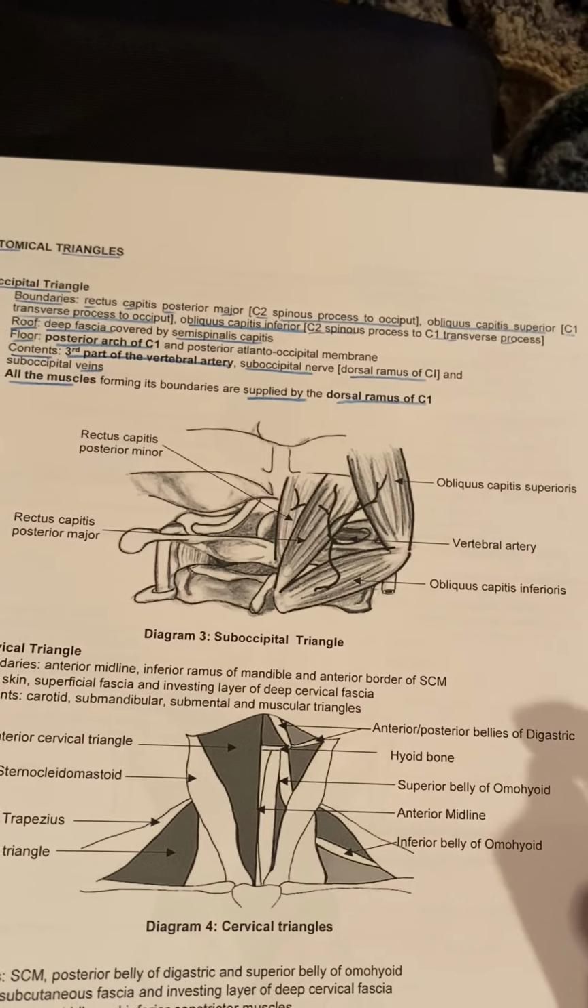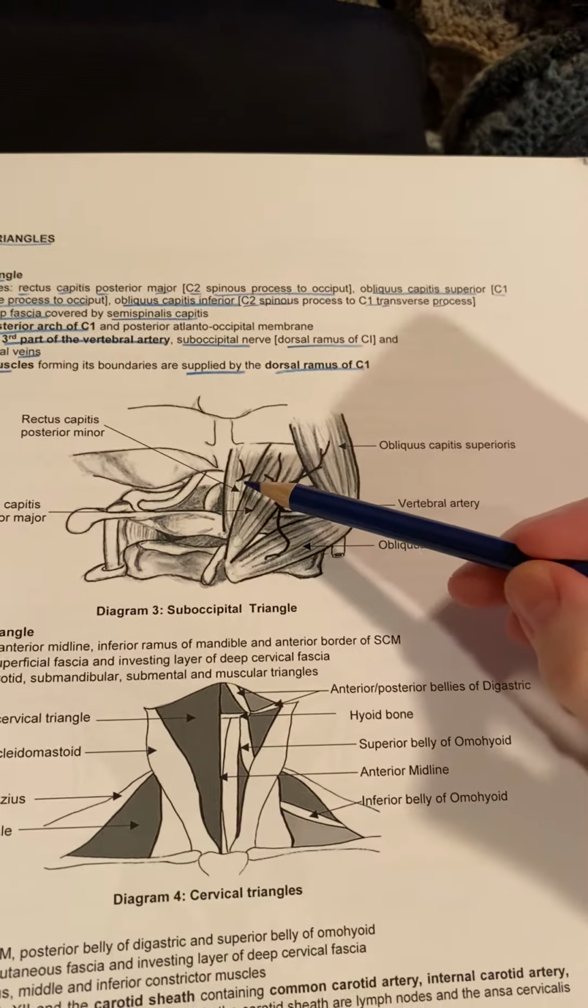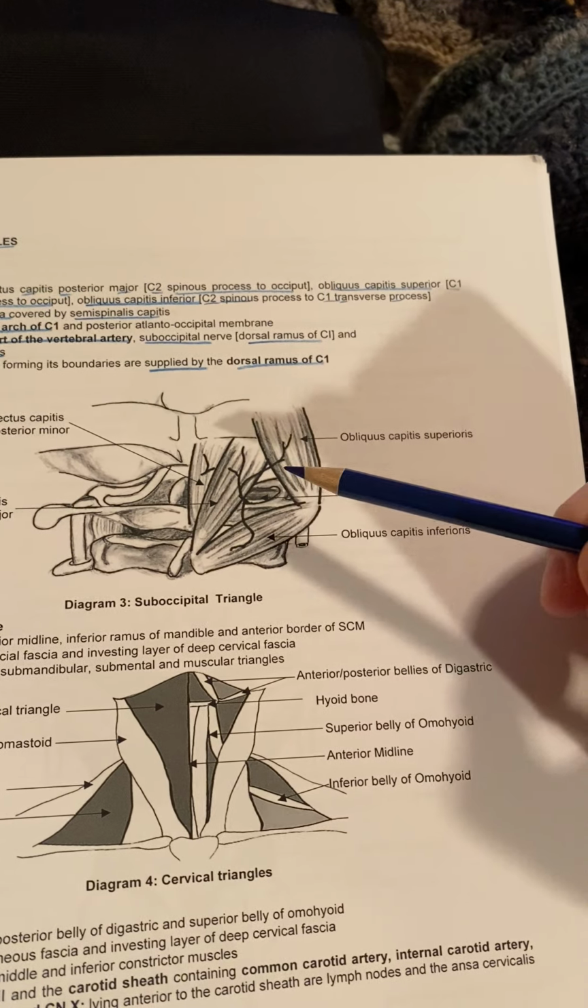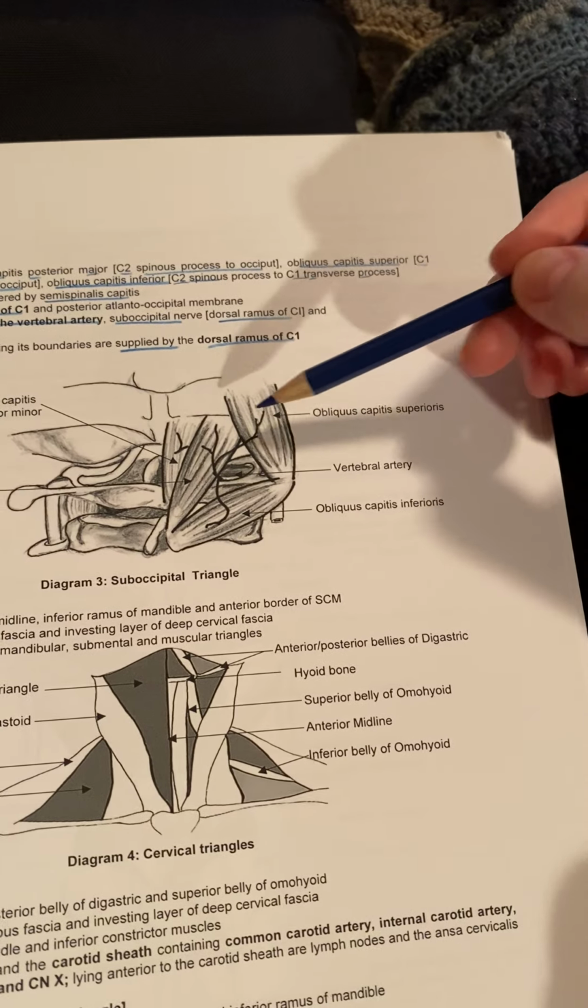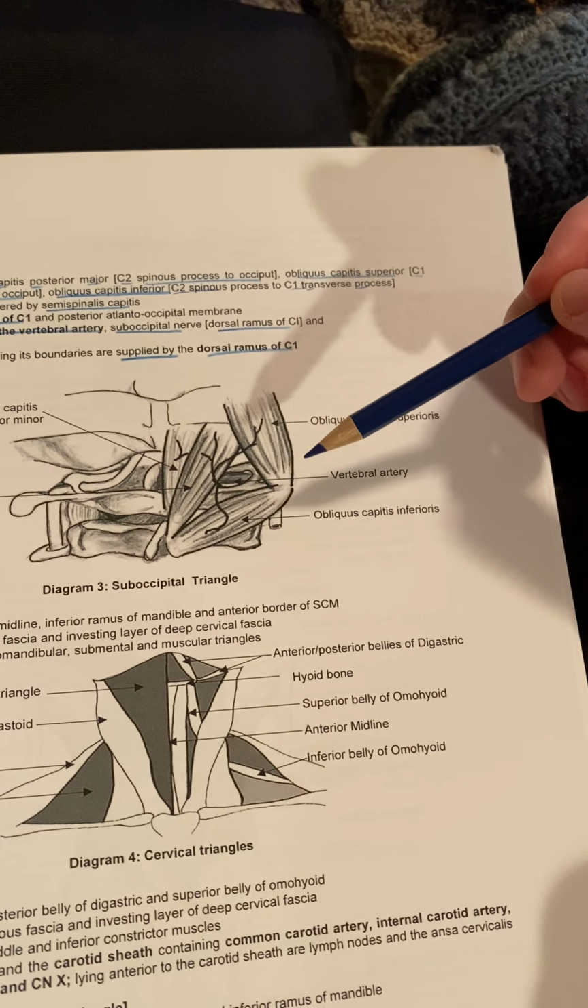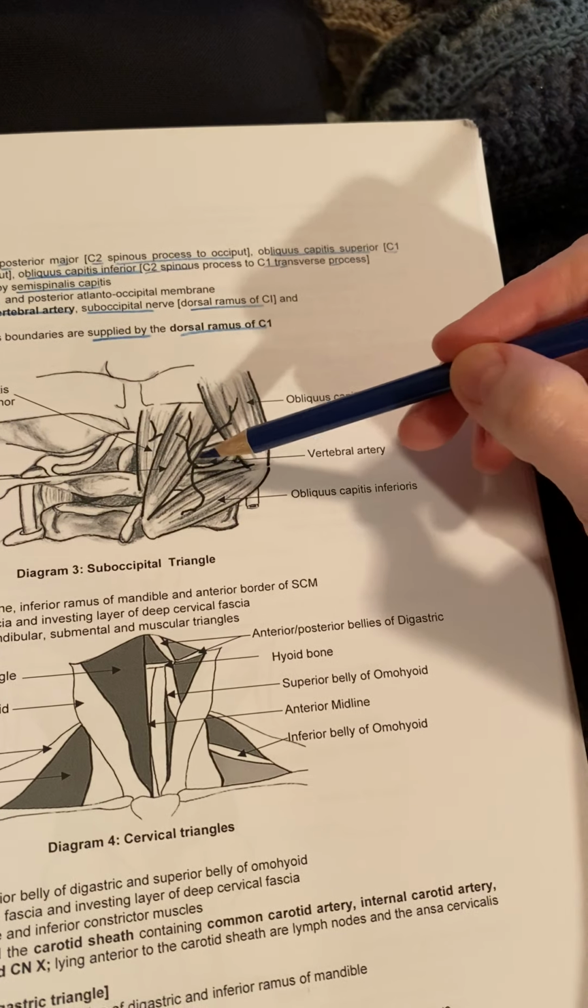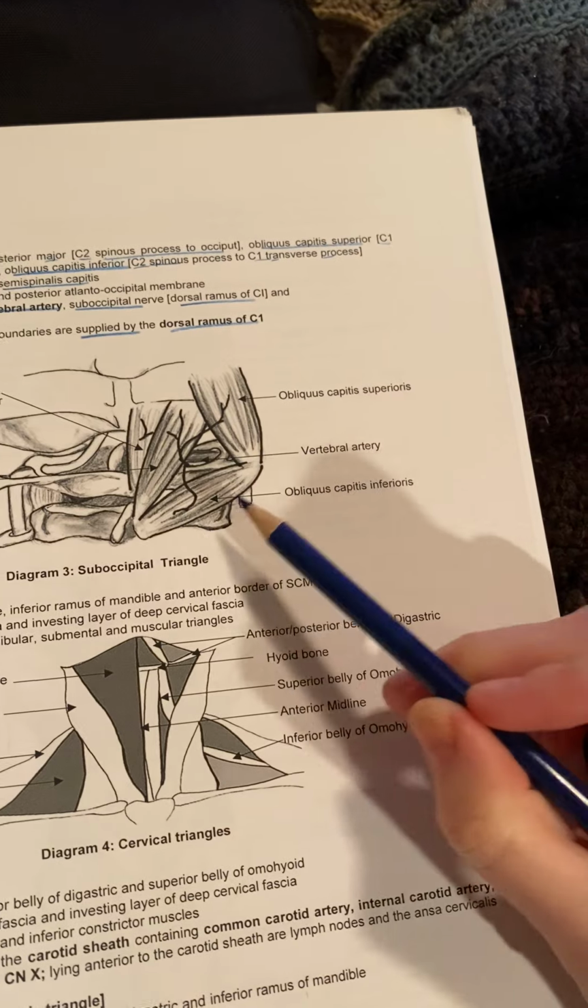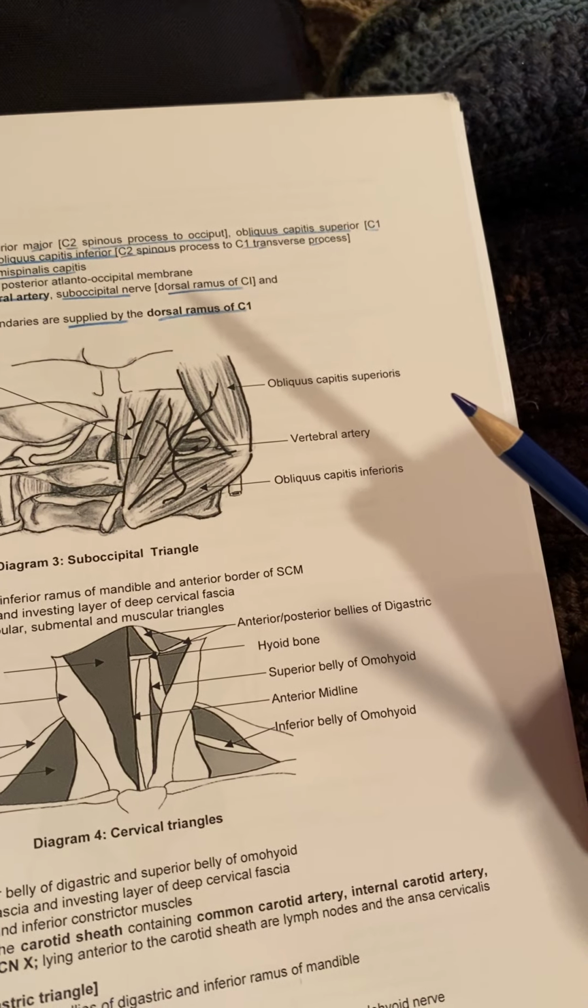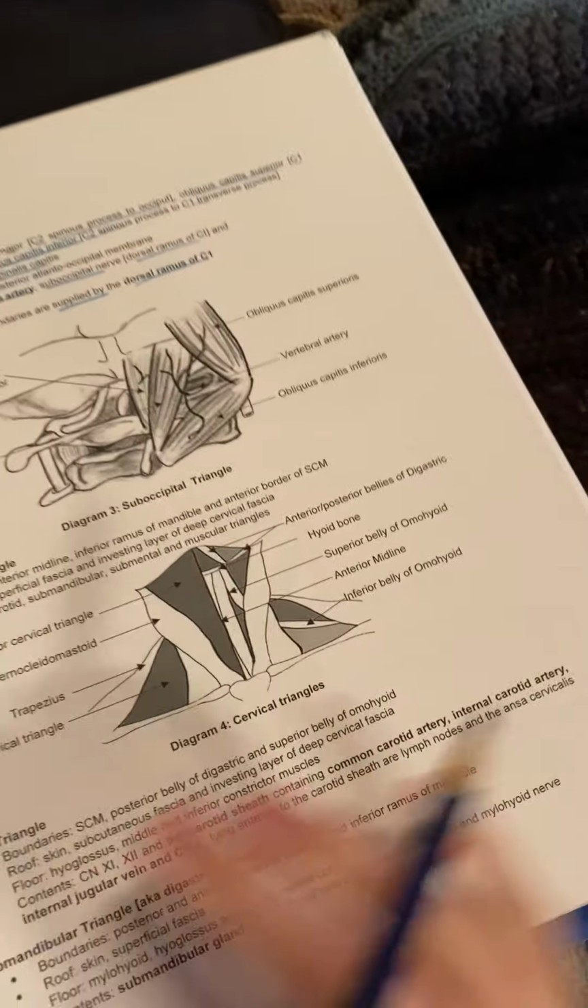Here is the illustration. You can see rectus capitis posterior minor, rectus capitis posterior major, obliquus capitis superior. Here's the vertebral artery going through, and obliquus capitis inferior. All right.